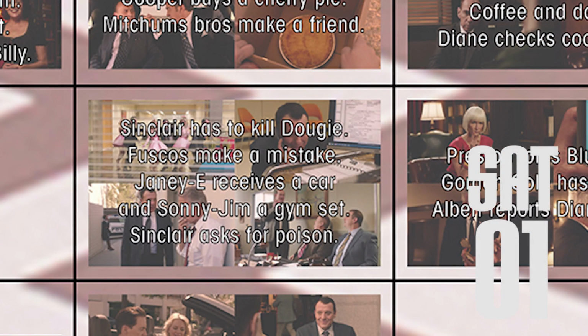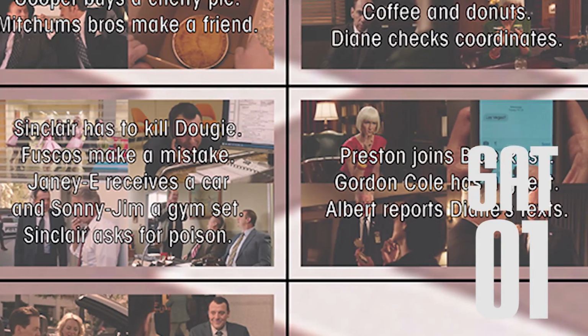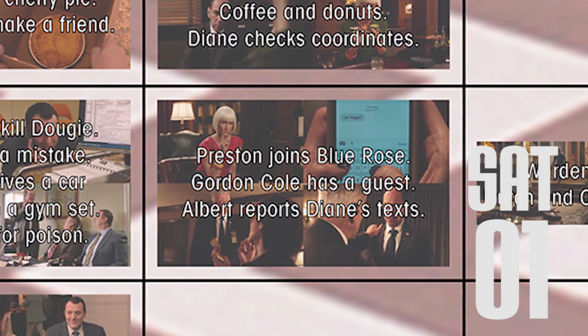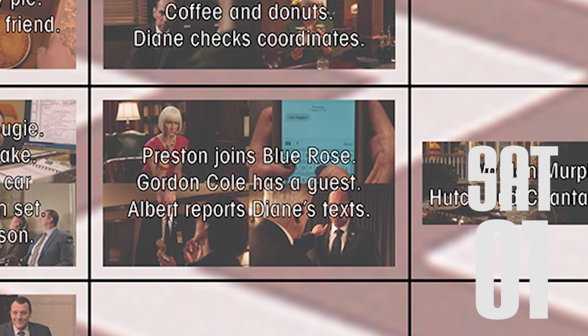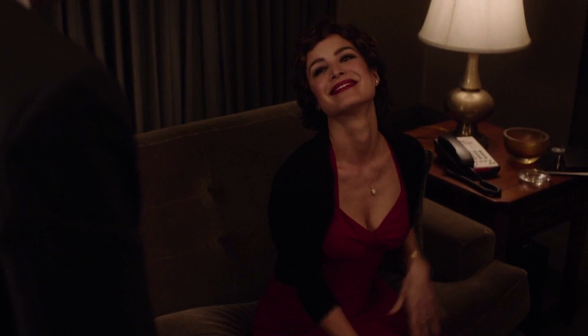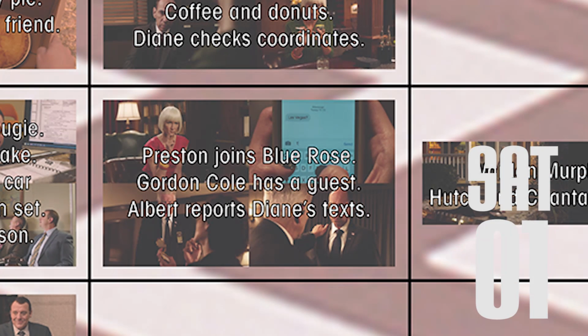Janie E gets her car, and Sonny Jim gets his gym set. And Tony Sinclair asks for the poison to try to kill Dougie Coop the next day. Again, this is still on the 1st. Tammy joins the Blue Rose Task Force. Gordon has the French girl over, and Albert comes in to report on the text messaging again.